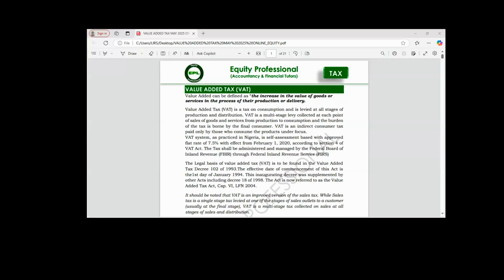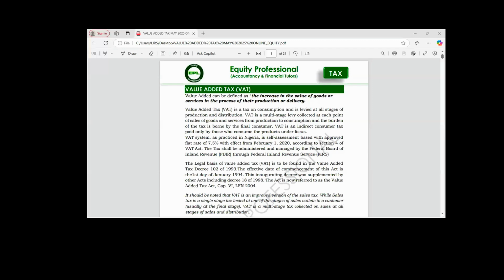Initially, what they usually charged was called the sales tax. But the difference between value-added tax and the sales tax is that the sales tax was only charged at the final stage, whereas, as I told you, the value-added tax is charged at the various stages of production and distribution. That's the difference between the value-added tax and the sales tax.